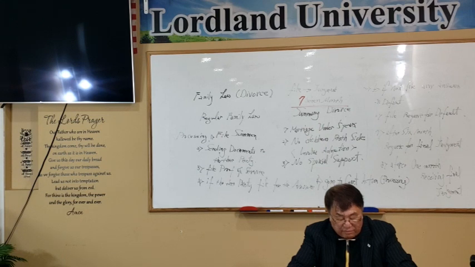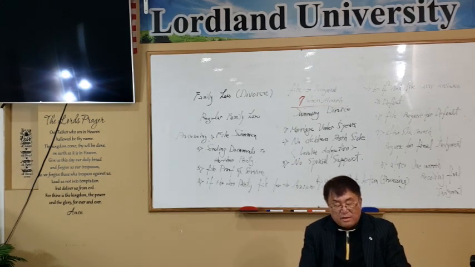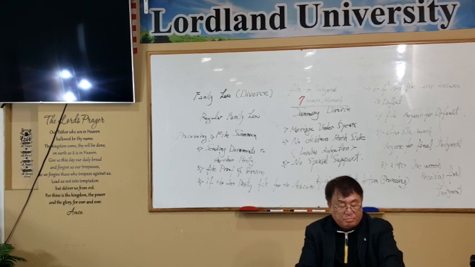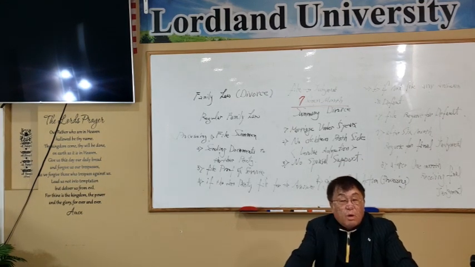Two, the name, address, and telephone number of the petitioner's attorney, or petitioner without an attorney. They have an attorney or not, doesn't matter. If they don't have any attorney, your name, house address, and telephone number. If they have an attorney, the attorney's name, address, and telephone number. Okay, next page.